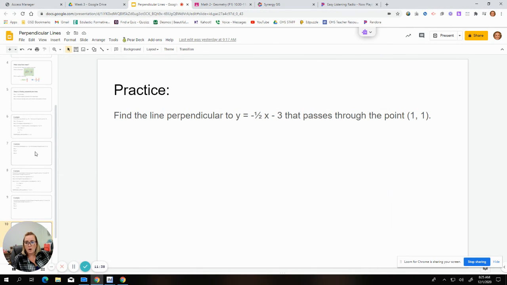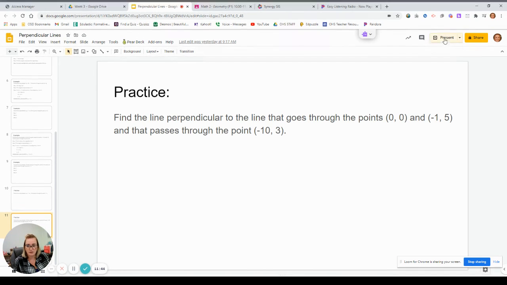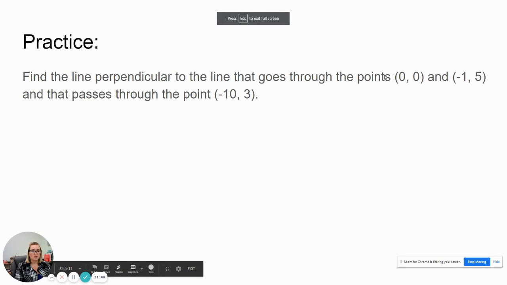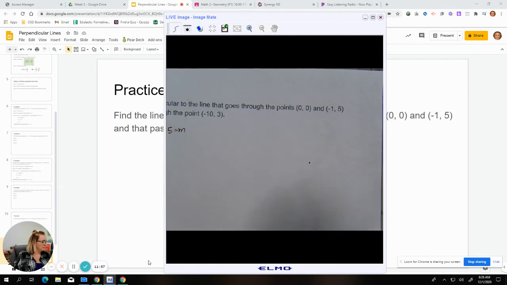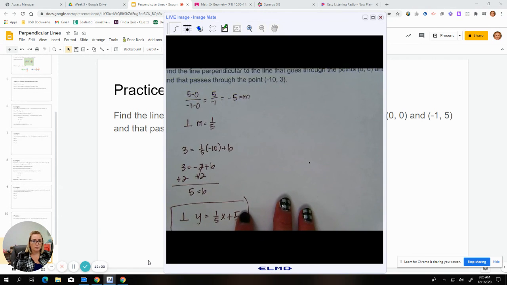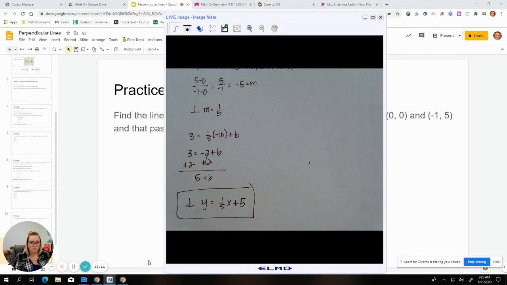So we are going to try one more practice problem. And this is the one where you have to find your slope first. So let me make it bigger for you. You're going to find your slope first, then find the perpendicular slope, and then find your equation. So go ahead and try this one. All right, let me pull up my screen. Hopefully you guys found that the original slope was negative 5, which meant your perpendicular slope was 1/5. And when you plugged it in, you got b is equal to 5, and your perpendicular equation should have been y equals 1/5 x plus 5.